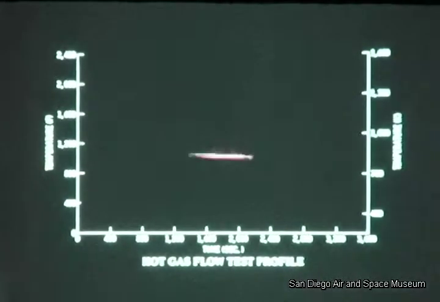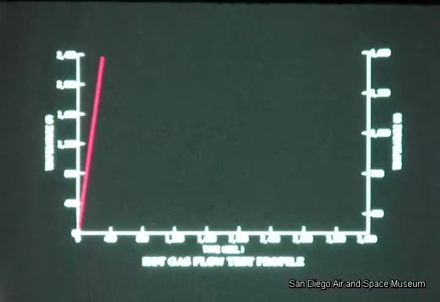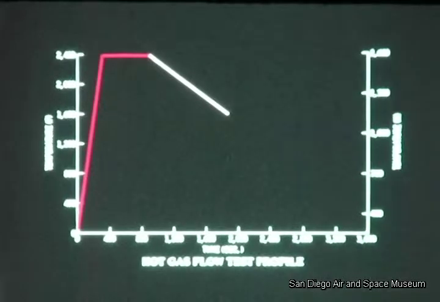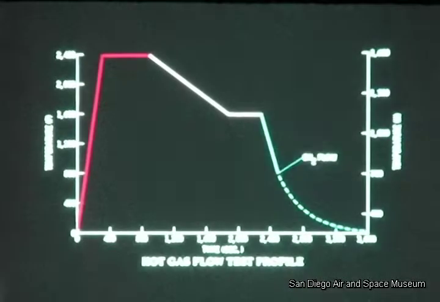The profile consists of a rise in ambient temperature to 2400 degrees Fahrenheit in 300 seconds, a 600-second hold at 2400 degrees, a gradual decrease to 1600 degrees in 1000 seconds, followed by a hold for 400 seconds, and then a rapid decrease in flow until system shutoff at 2500 seconds and the introduction of gaseous nitrogen for cooling to ambient conditions.